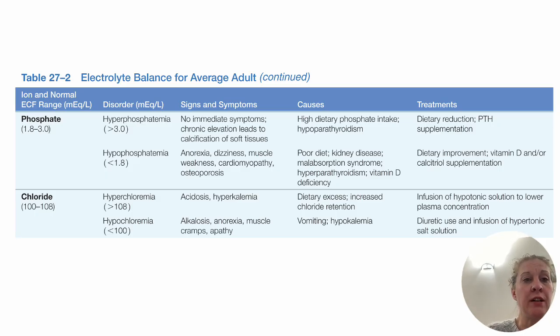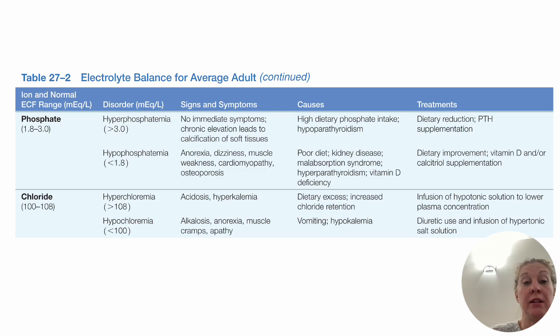And as you can see here, hyperchloremia can lead to acidosis or hyperkalemia. And we talked about what the effects of acidosis on hyperkalemia are. And then dietary excesses of chloride is the cause of that usually. And then the treatment would be to use a hypotonic solution to help dilute that.